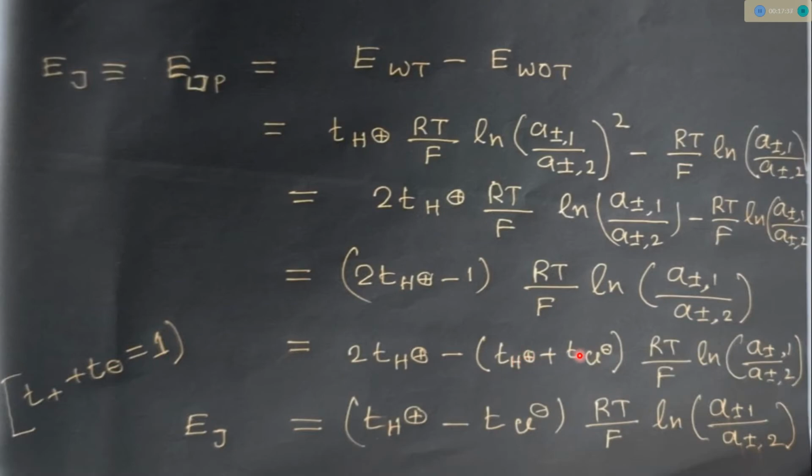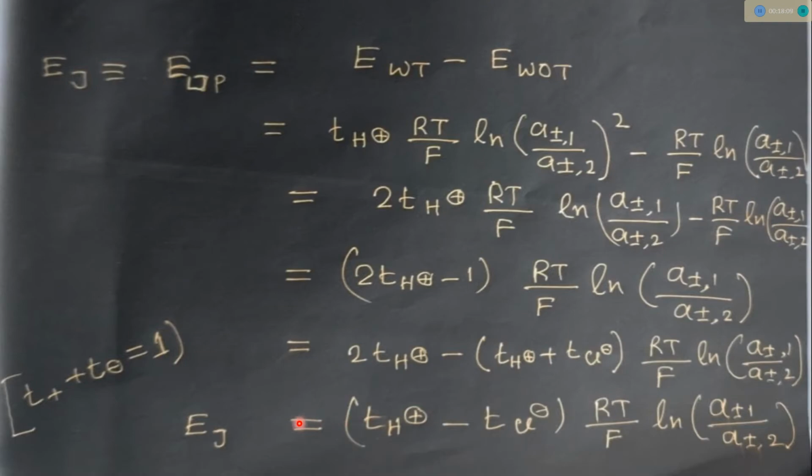Now, T_H+ plus T_Cl-, the transport number of cation plus the transport number of anion, is always equal to 1. It is a universal truth. For a particular electrolyte, the transport number of cation and transport number of anion always sum to 1. So in 2T_H+ minus 1, in place of 1 we write T_H+ plus T_Cl-, and that will be the same. Now 2T_H+ minus T_H+ leaves 1 T_H+, and minus T_Cl- will be there.